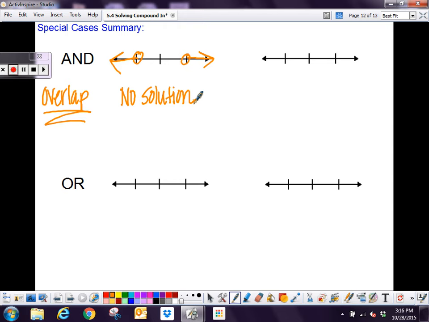Okay? Then we have the example that we just saw. We have a long graph. Then we have a short graph. And we're looking for where they overlap, which would only be from here to there.